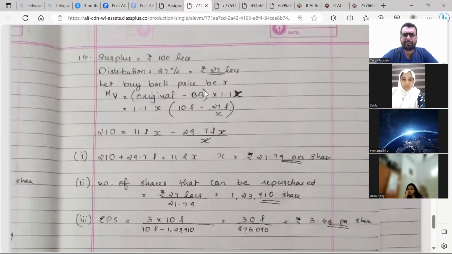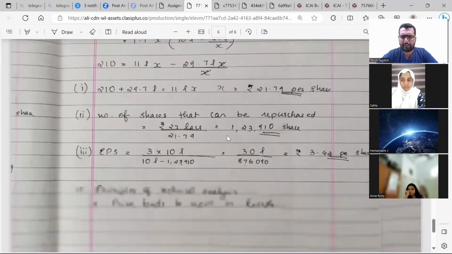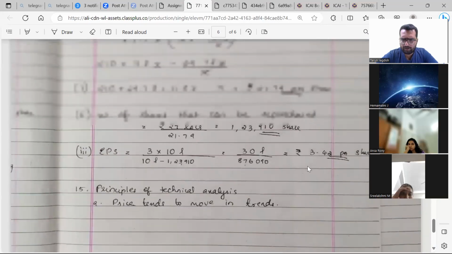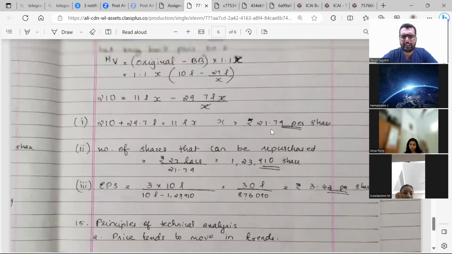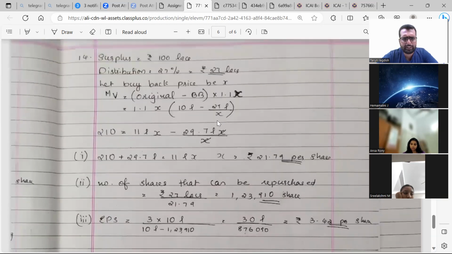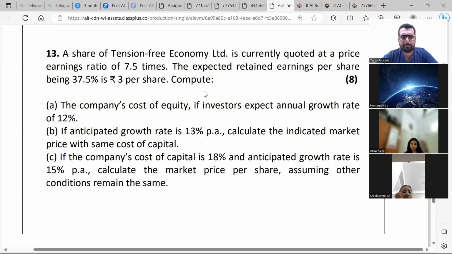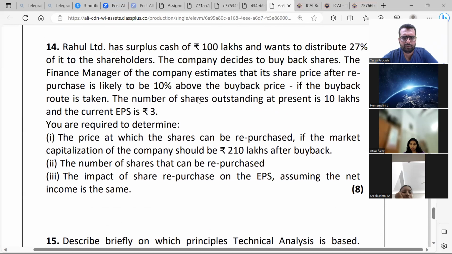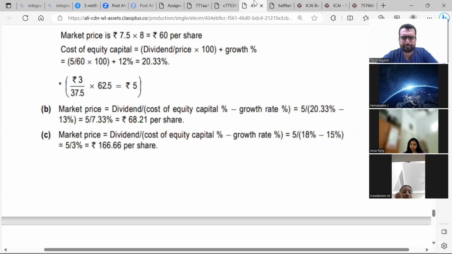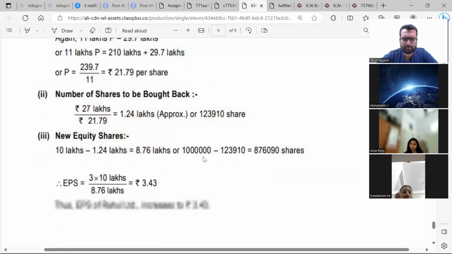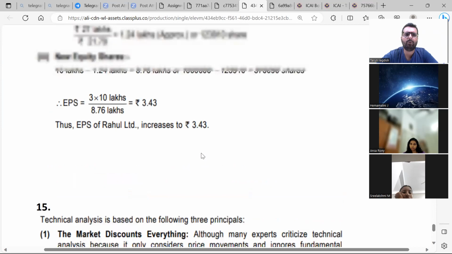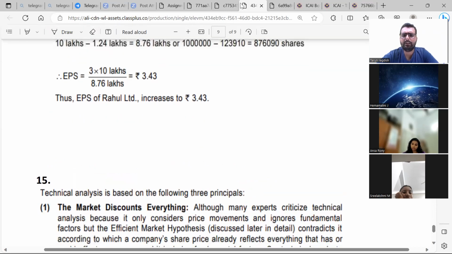All right, so the last one is that question on buyback. It's the exact same question from the study material. 3.42, 1,23,000, 20.88 is the buyback price. There's a mistake here, or is it 21.79? Let me confirm. I think it must be 21.79. Yes, 21.79, 123,910 and 3.43. The last one is a final theory problem.